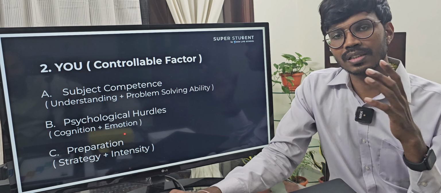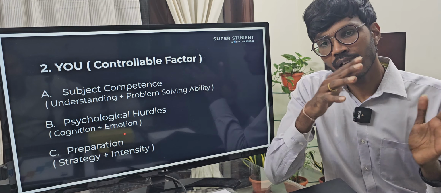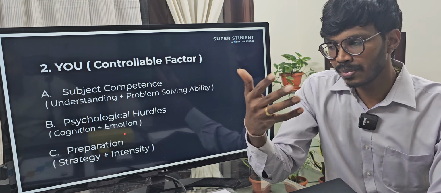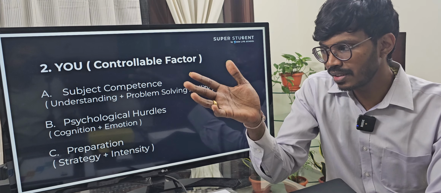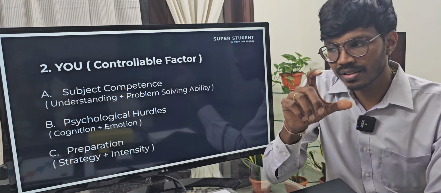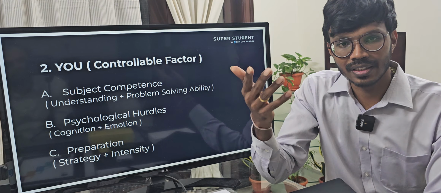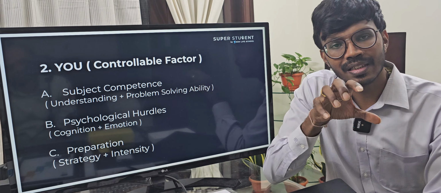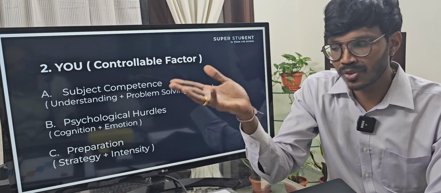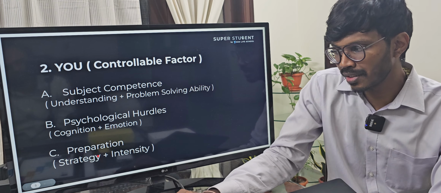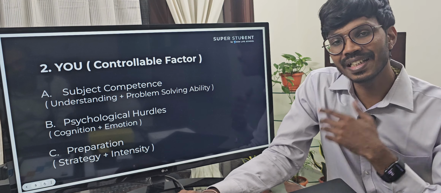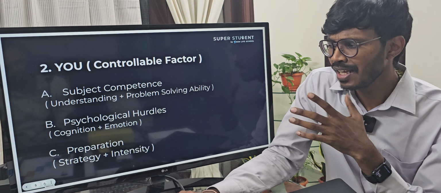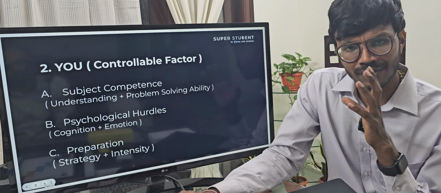Second is psychological hurdles in terms of cognition and emotion. When I say hurdles, it also includes your psychological capabilities and hurdles. Cognition is linked to your intelligence, emotion is linked to your feelings. Your learning and feeling aspects and the challenges associated with that. And finally, your preparation, both in terms of the strategy and intensity. Intensity is a very important aspect, which covers other aspects like flow state, focus, and everything.